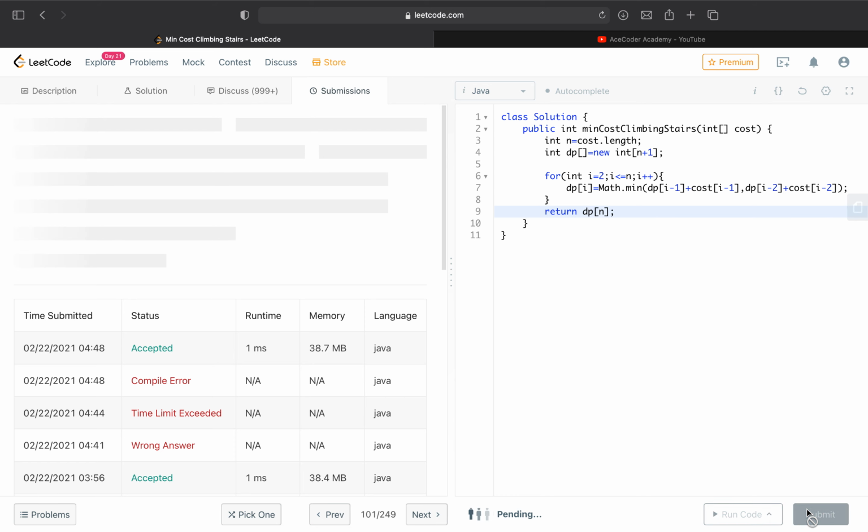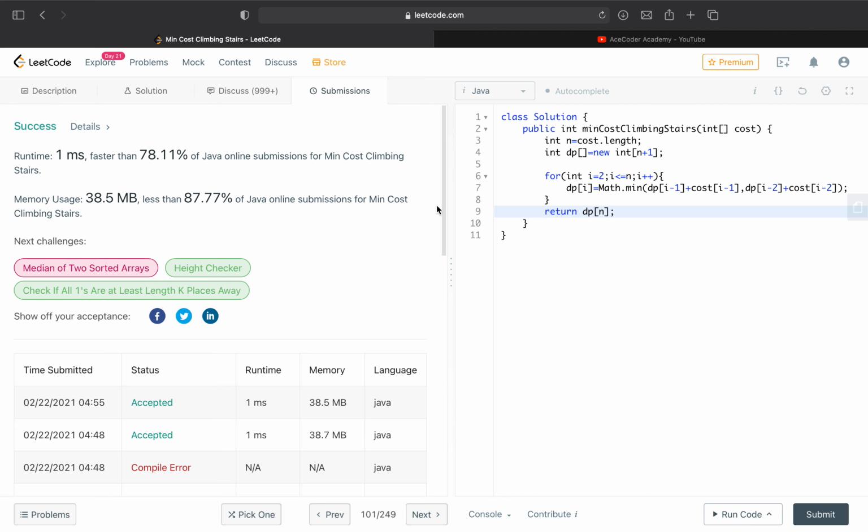So let's try to submit it. Yes, it is working. So that is it for this video. Let's analyze the time and space complexity. The time complexity will be just O of n, since we are making only one for loop and iterating over it, and the space complexity will also be O of n, because we are making a DP array of the same size.